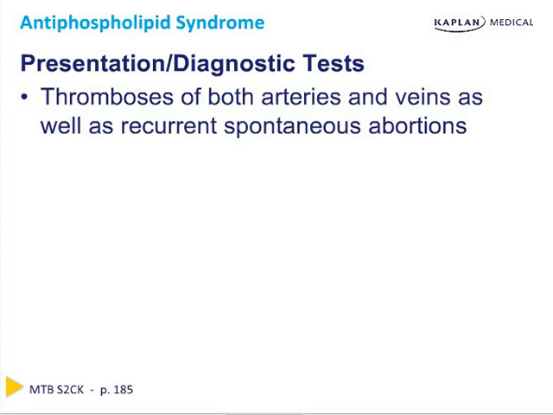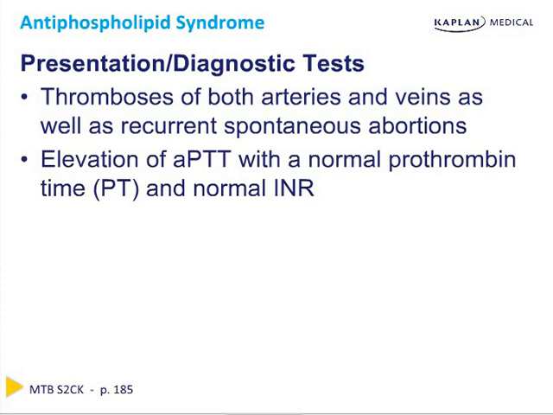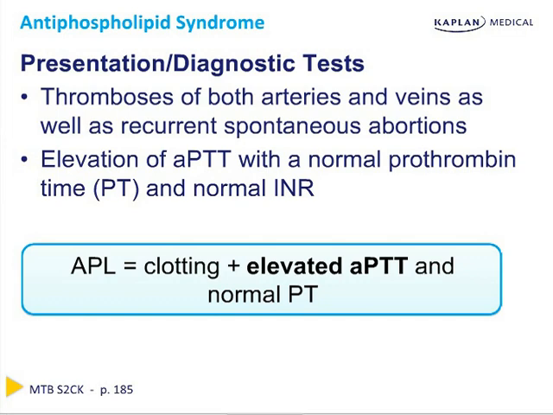Antiphospholipid syndrome presents with thromboses of both the arteries and the veins, as well as recurrent spontaneous abortions. This is one of the USMLE's favorite vignettes. Unlike other causes of thrombophilia, antiphospholipid syndrome is associated with an elevated PTT, a normal PT, and INR. So remember, antiphospholipid syndrome is in a patient who's clotting, has an elevated PTT, but a normal PT.